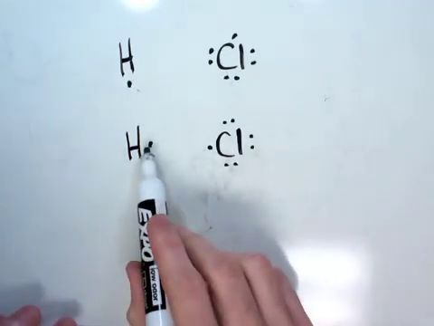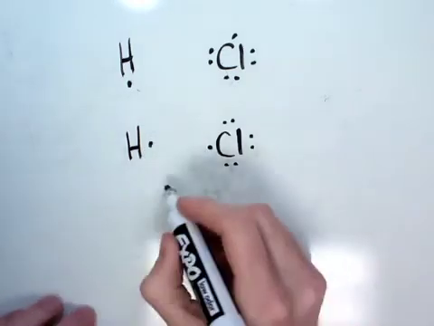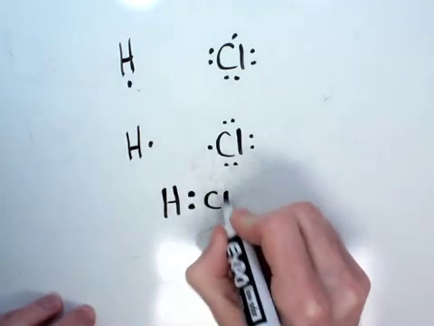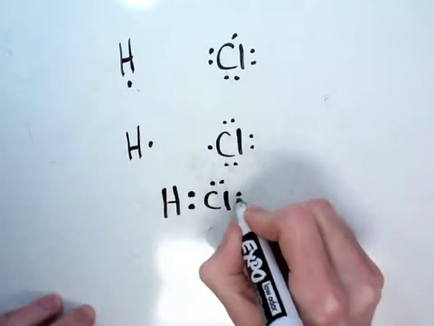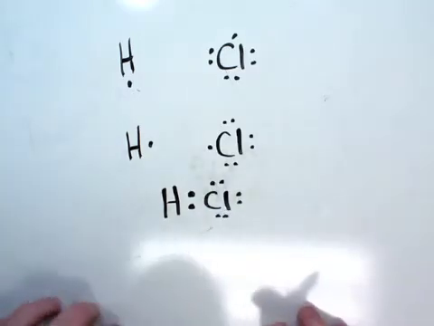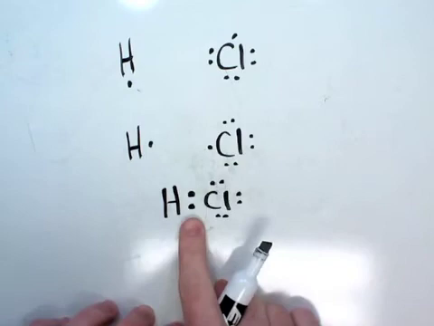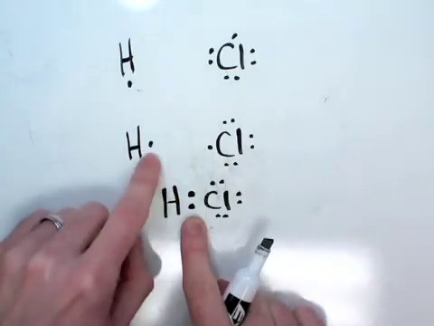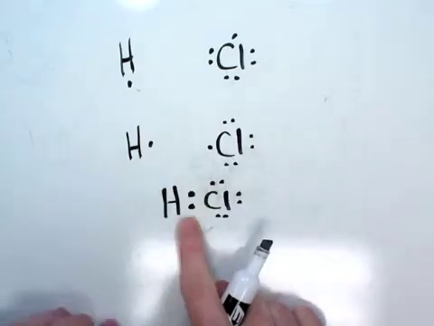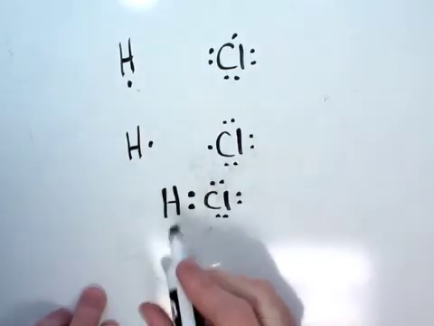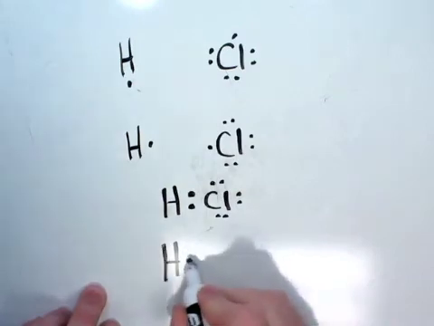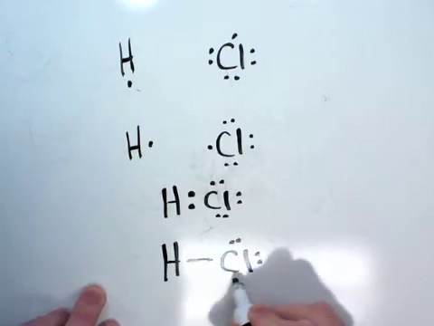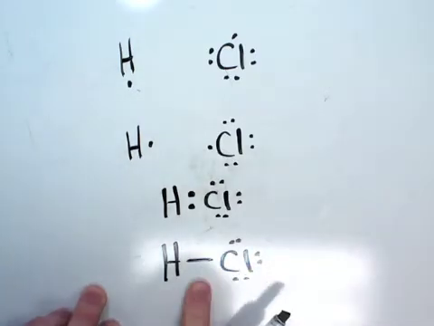So if this single electron comes together with that, and those atoms decide that they're going to share, here's what you would have. This pair of electrons represents a bond. One of the electrons in that pair came from the hydrogen, one came from the chlorine, and you would draw it like this. And again, what the video goes over is that anytime you have a bond, the bonding electrons can be represented with a dash like that.